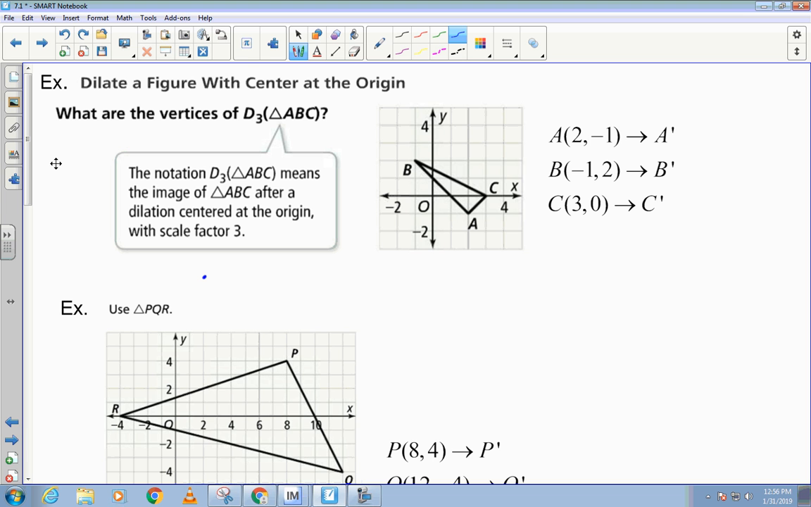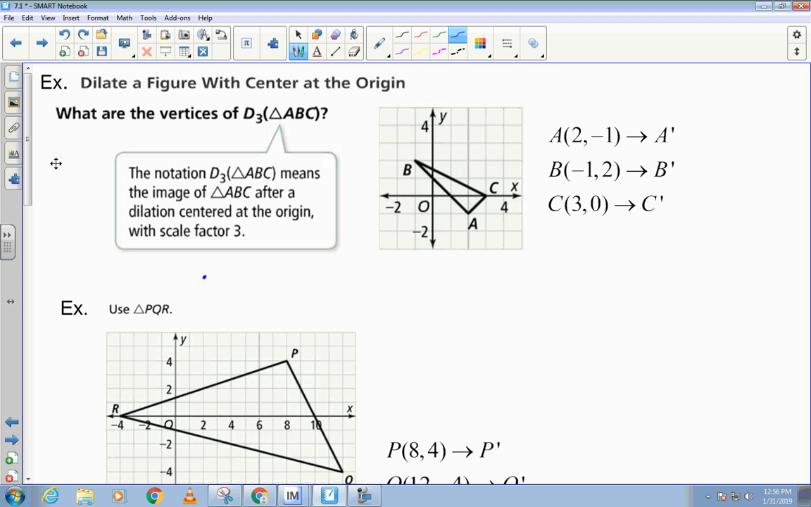Okay, dilate a figure with the center at the origin. So let's talk about some ordered pairs here. We're going to talk about how to do it from the origin. You can also do it from another point on the coordinate plane, but we're just going to worry about the origin right now. What are the vertices of a dilation with a scale factor of 3? Now, when it shows it to you like this, that indicates that the center of dilation is the origin. Remember, in the other problems, it was a subscript with the scale factor as the first number, and the second number was the center of dilation. When there's nothing there, that indicates the center of dilation is the origin.